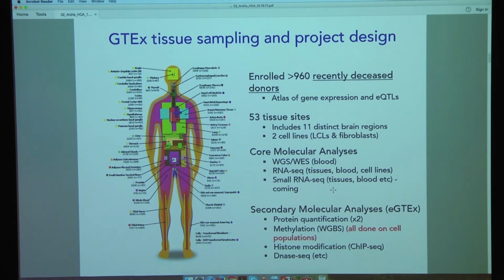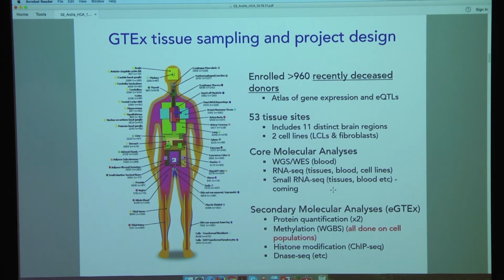We needed to enroll donors, so we enrolled 960, actually a total of 980, I believe, recently deceased donors, and created an atlas of gene expression and gene regulation. We sampled up to 53 tissue sites, more commonly in the range of 30 to 44 per individual, which included 11 distinct brain subregions and 2 cell lines as well.